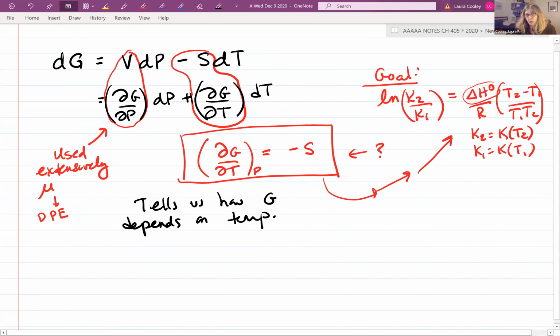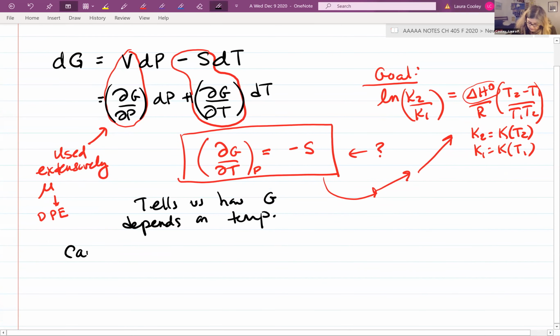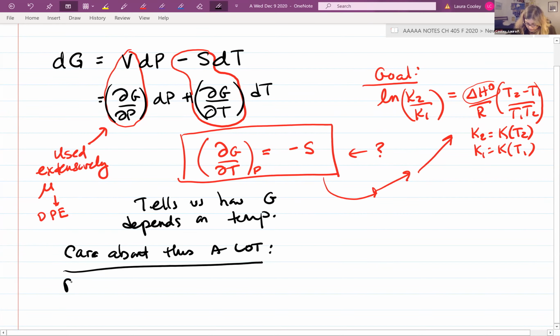And the reason we really care about this, we care about this a lot, is that we recently derived this equation, the equation you used a lot at the end of Gen Chem.